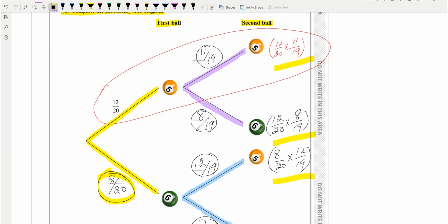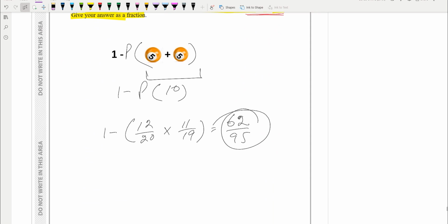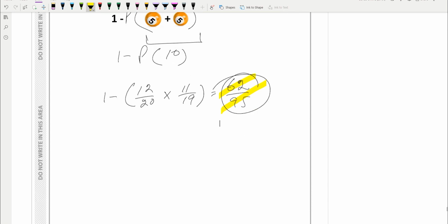That's what we have done in our B part: 1 minus the probability of 5 and 5. This is the 5 and 5 probability, which adds up to 10, so equal to 10. So 1 minus the probability of getting equal to 10 is this one. 62 by 95 is the final answer, which we have copied.